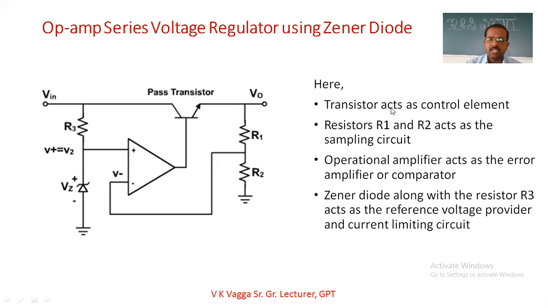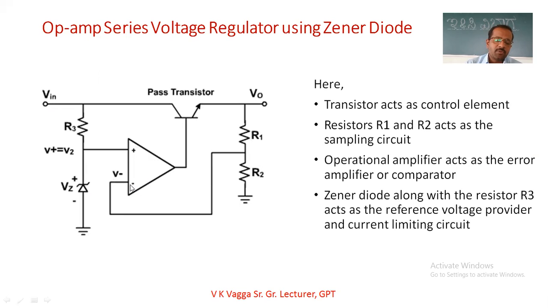Here this transistor acts as the control element, and R1 and R2 are acting as the sampling circuit. So part of the output is taken and verified. This is called the sample circuit. The operational amplifier acts as an error amplifier or the comparator.